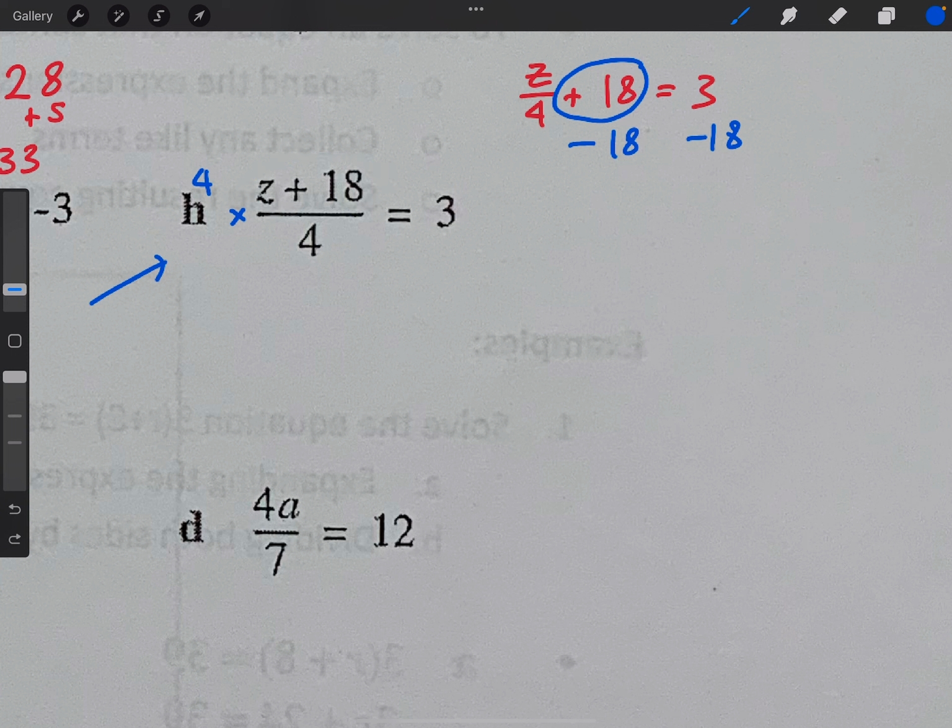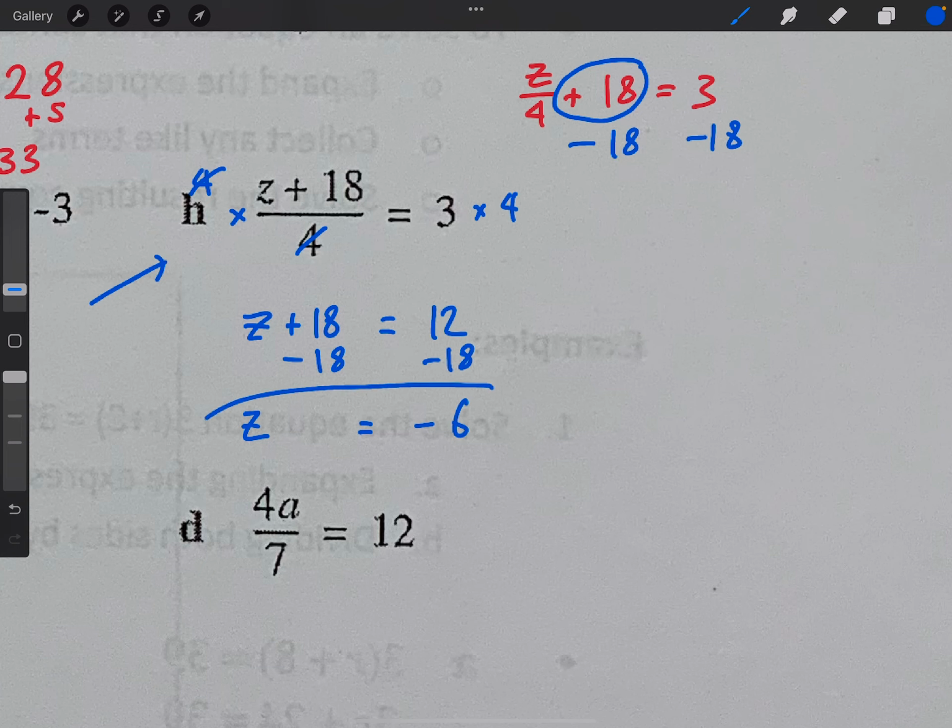There's a difference there. So we multiply both sides by 4, this will cancel out, and you're going to get Z plus 18 is equal to 3 times 4, which is 12. Now I want to get rid of this 18, so I'm going to minus 18 from both sides. So Z is equal to 12 minus 18, which gives me minus 6, and that's the answer there.